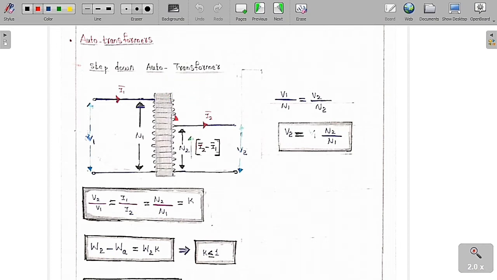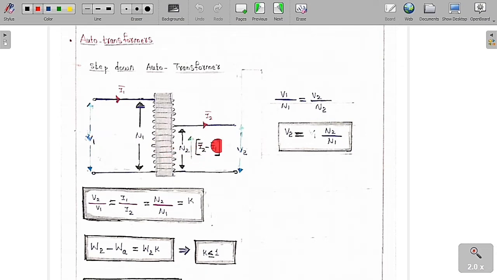Step down auto transformer means stepping down the voltage. So you can see the core is reduced, because with the help of this only half of the core is required. So core is reduced, which means core loss also decreases. For this, only one winding we are going to use as both primary and secondary. Here the primary voltage is V1, the secondary voltage is V2, the primary current is I1, the secondary current is I2, the number of turns is N1, and here the number of turns is N2. So we can say the current in this N2 turns is simply I2 minus I1.